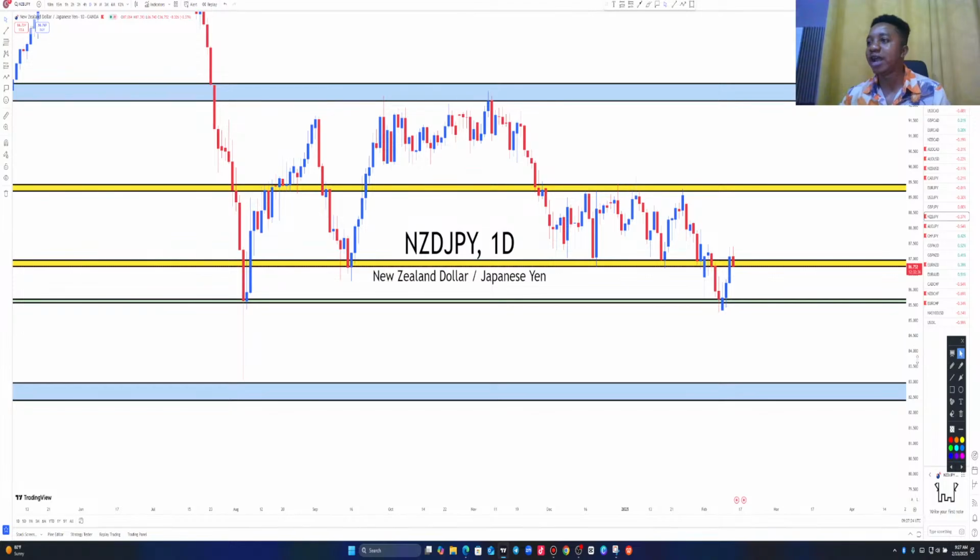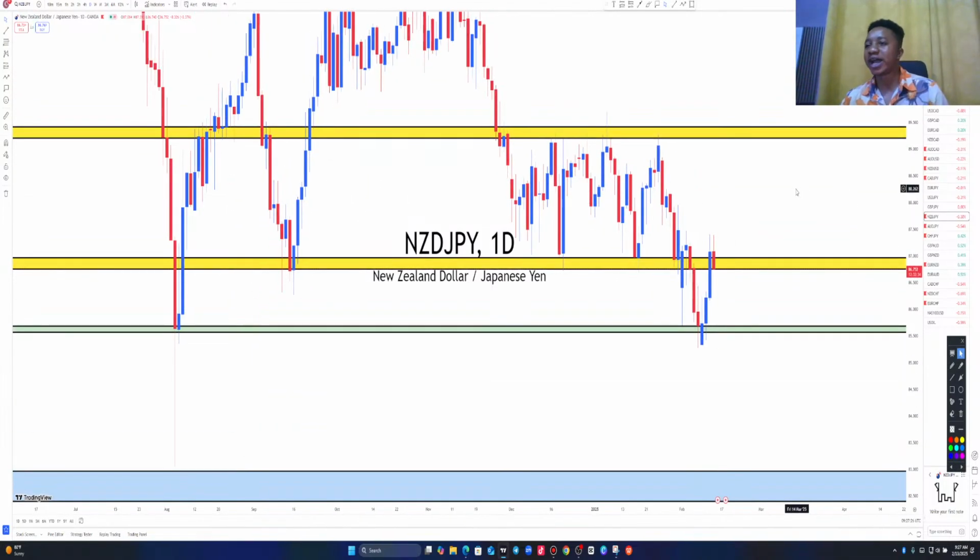All right, so this is the daily time frame of NZD-JPY. Now, NZD-JPY on the daily time frame, price is in a downtrend. If you look at the downtrend, we have a lower low here, we have a lower high, an equal lower high, and the price is dropping all the way down. So NZD-JPY, I'm going to be giving you guys a sell, not a buy.